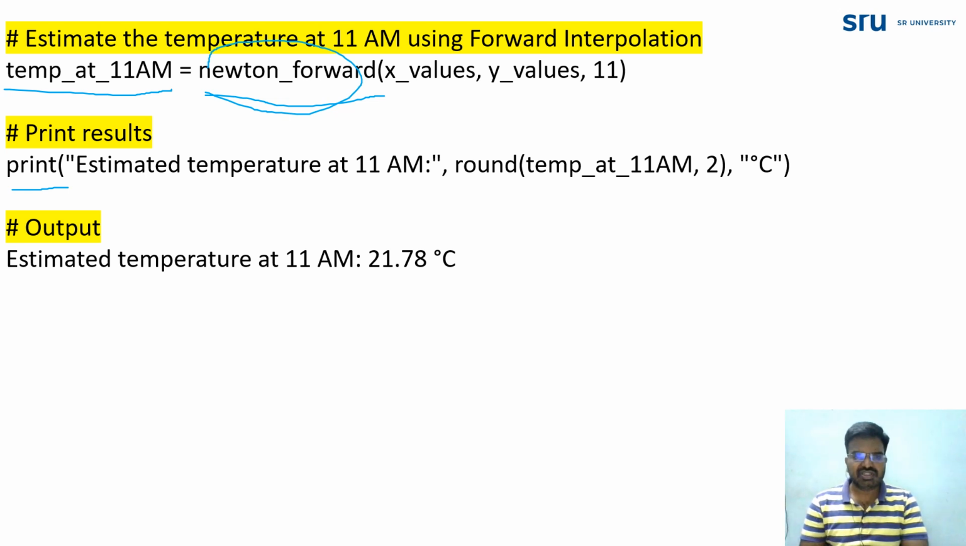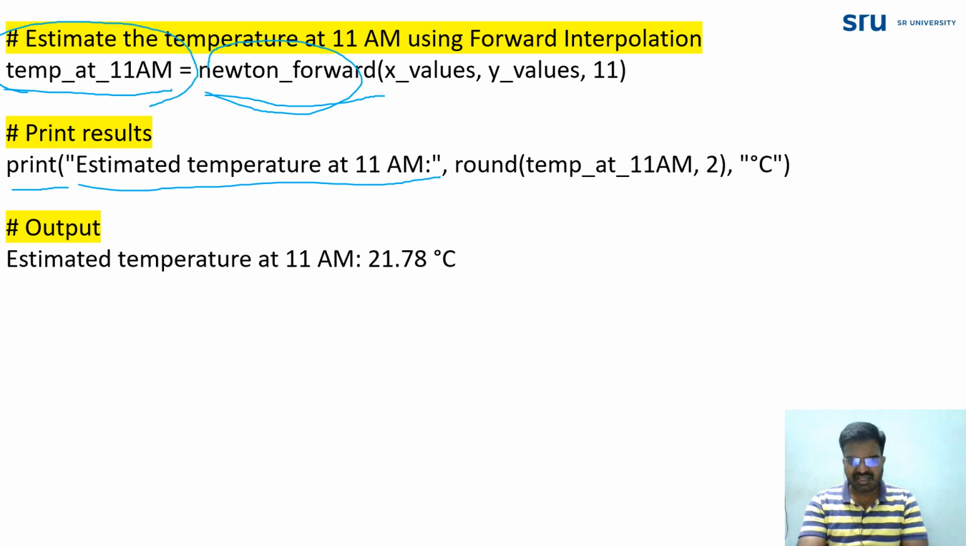See, what is our question? We have to estimate the temperature at 11 a.m. That's why in my output, I have to see the total sentence, estimated temperature at 11 a.m. See, I'm writing that sentence in double quotes. To print the sentence, I have to use the double quote. Next, result. Result is saved with this name, temperature at 11 a.m. So I am using the same name here.